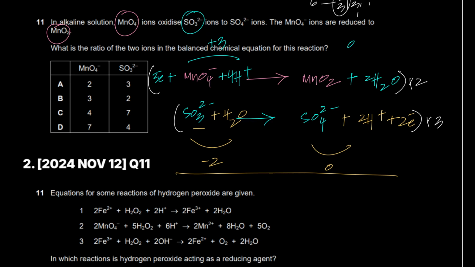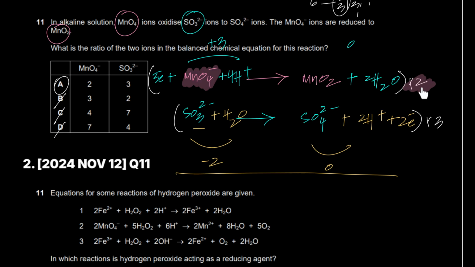Once you multiply them, they're already balanced, right? So what's the ratio? Well, you have how many MnO4 minus? You have 2 MnO4 minus, and therefore B is wrong, C is wrong, D is wrong, A is the correct option. Why? See, that's why A-level is so crystal clear, because if your concepts are clear, the answer is right in front of your eyes.